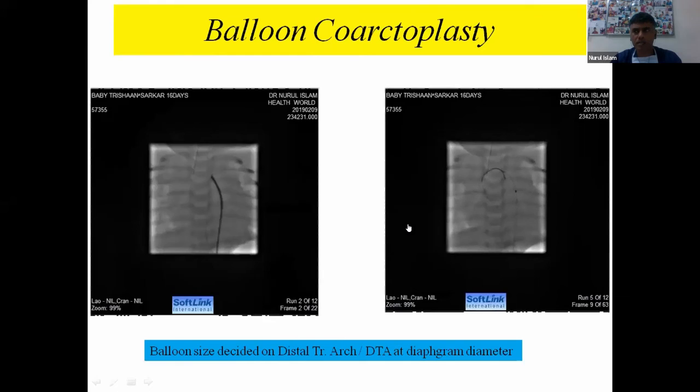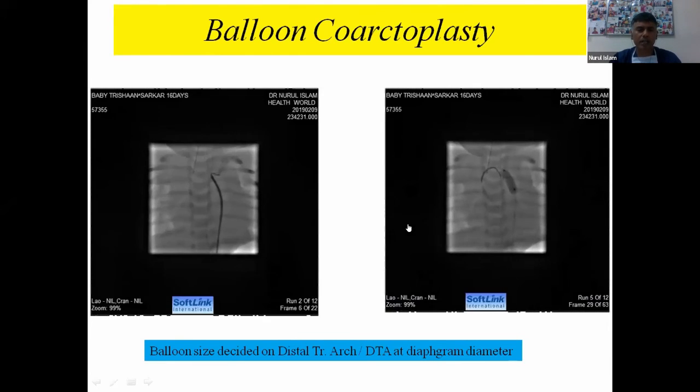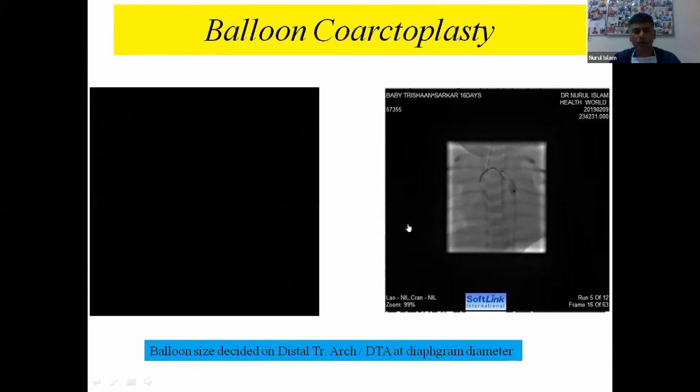During coarctoplasty, we need to assess the diameter of the distal transverse arch and the diameter of the aorta at the diaphragm level, because the balloon size should not cross beyond that. Otherwise, there may be injury to the intimal wall, flap formation, and in future there may be aneurysmal formation. So these things can be avoided by taking a proper angiogram and a proper size balloon.